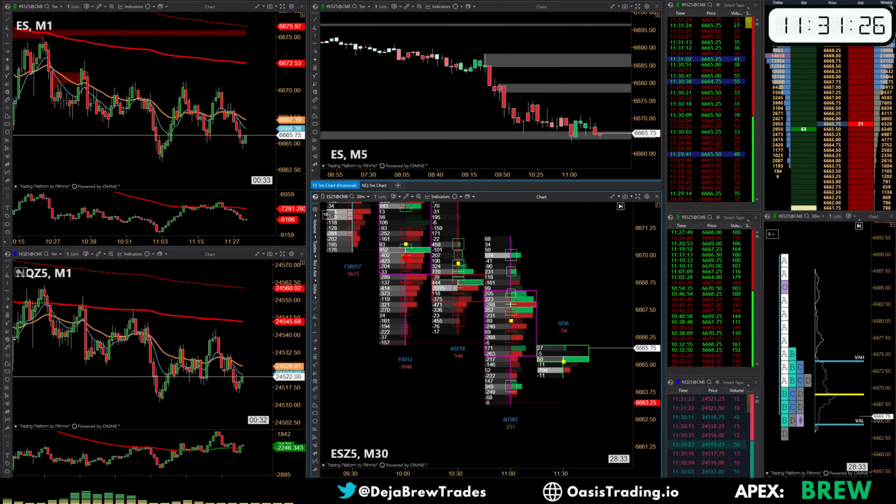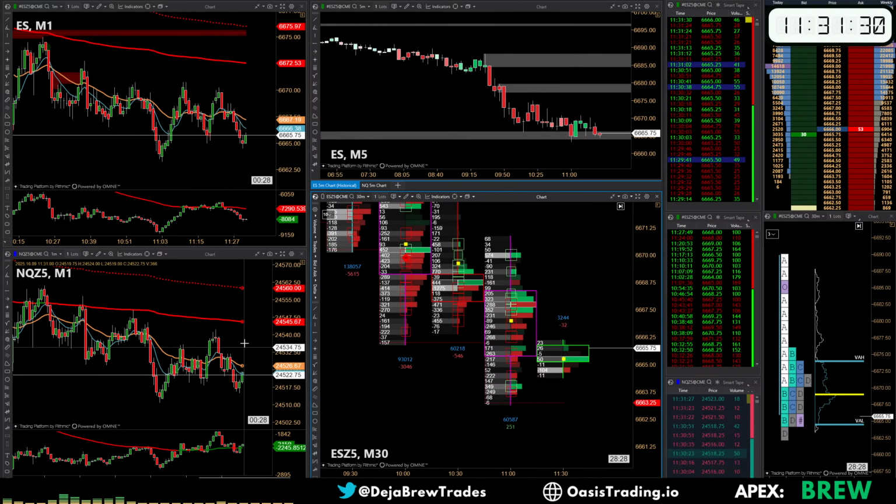Could it be a bulldog? It could be a double bottom here, which is possibly turning into a bulldog. We'll see.